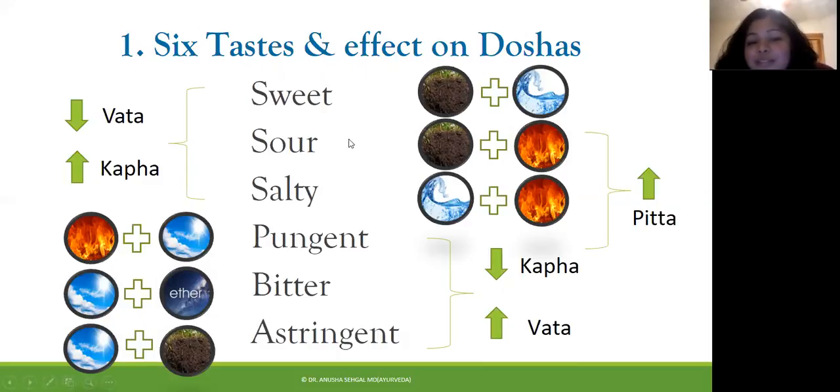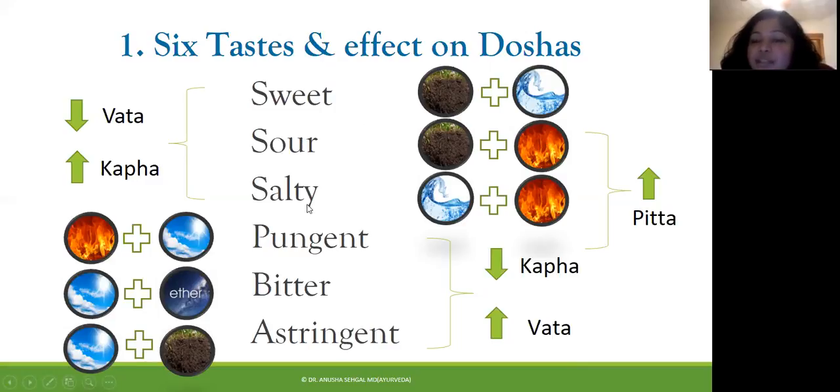Similarly, sour taste or amla rasa is comprised of the earth and fire elements. So the reason why here it can aggravate kapha is because of the existence of the earth element, because that is also an element or a composition that is present in kapha. Okay, so that's why sour taste also aggravates kapha.